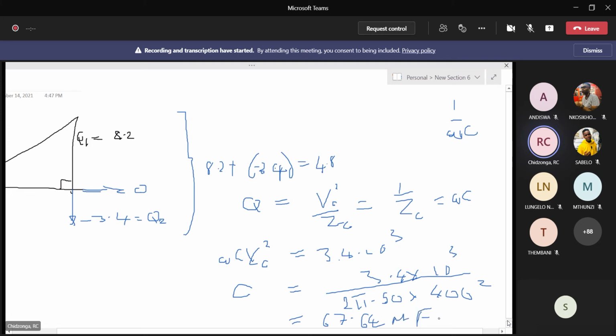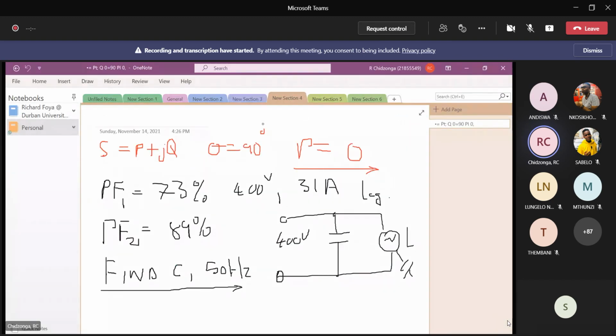So this is the value of capacitance that you would need to connect in parallel with the load in order to change the power factor from 73 to 89%. So if you can do that, you would have achieved the specification, which is to move from 0.73 power factor to 0.89 power factor lagging.